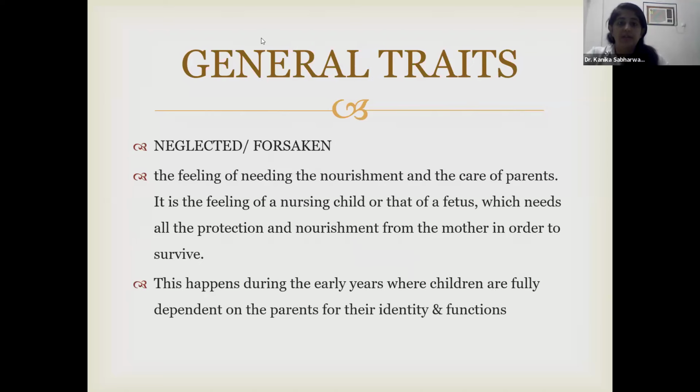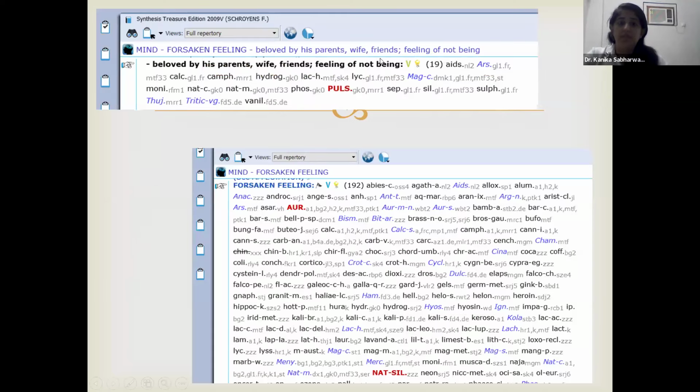All right. Mind, forsaken, feeling of not being beloved by parents, wife, or friends. Right? Can you see Mag Carb? You also see Calcarea here. This is a smaller rubric. If you see the broad rubric, just forsaken feeling, you will see that there is Baryta carb as well as Sulf. You will see Calcarea carb as well as Sulf again. And you will see your remedies from magnesium. Now here you can see magnesium being the most prominent: Mag carb, Mag mur, Magnesium metallicum, Mag sulf, and limestone, which I've already told you is Calcarea.